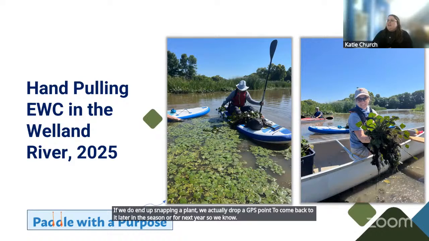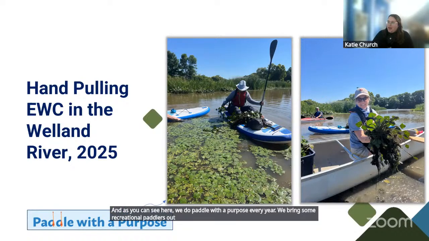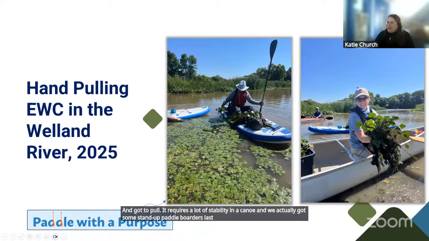And as you can see here, we do Paddle with a Purpose every year. We bring some recreational paddlers out and they get to learn how to identify water chestnut, how to report it, and they actually get to pull, which is awesome. And there's a photo of Sydney who actually came down last summer and got to pull. It requires a lot of stability in a canoe, and we actually got some stand-up paddle boarders last summer, so that's amazing.